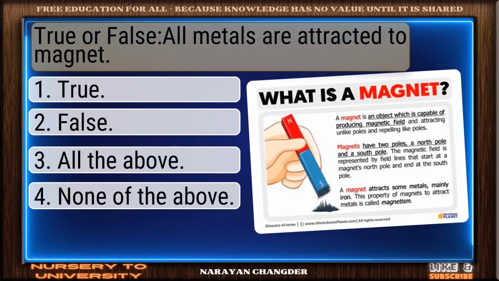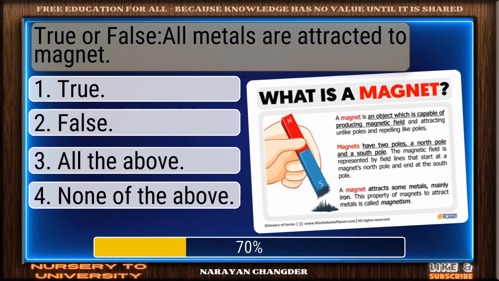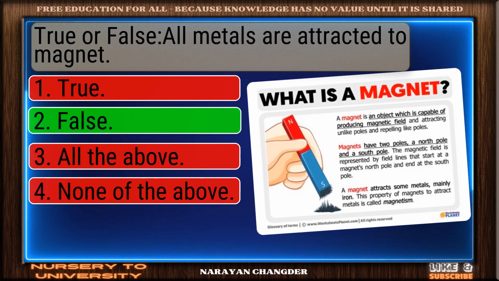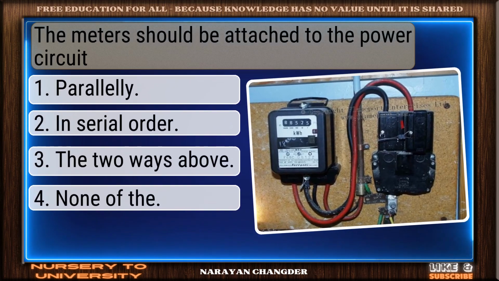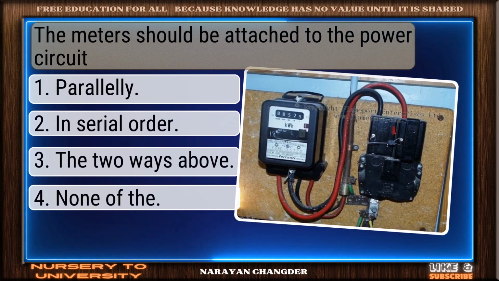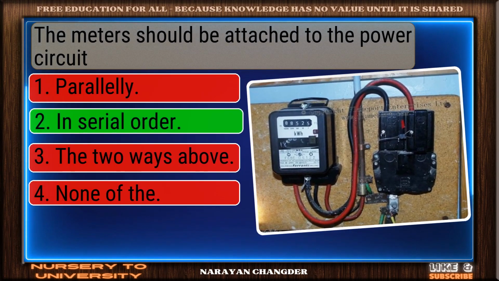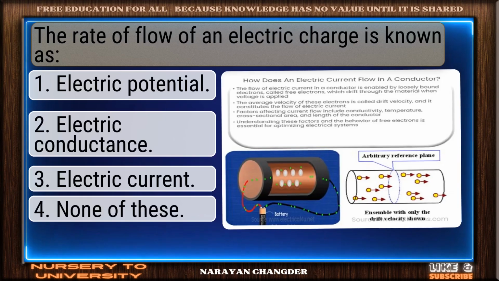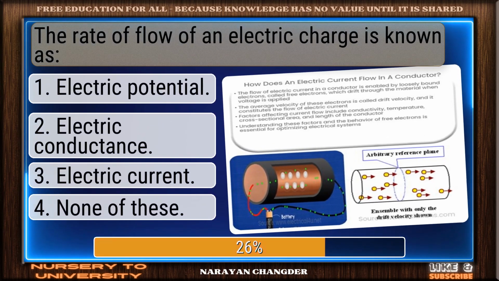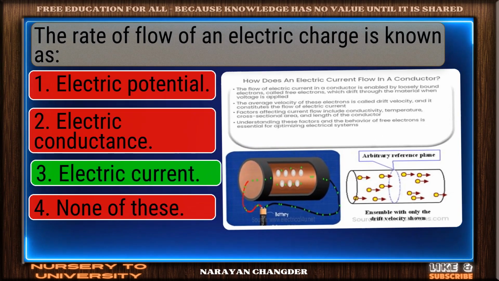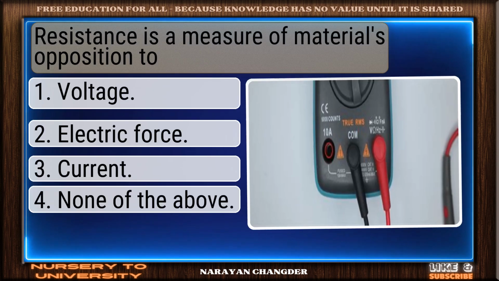True or false? All metals are attracted to magnet. Well reasoned. False is correct. The meter should be attached to the power circuit. Great job. In serial order is accurate. The rate of flow of an electric charge is known as. Good thinking. Electric current is right.